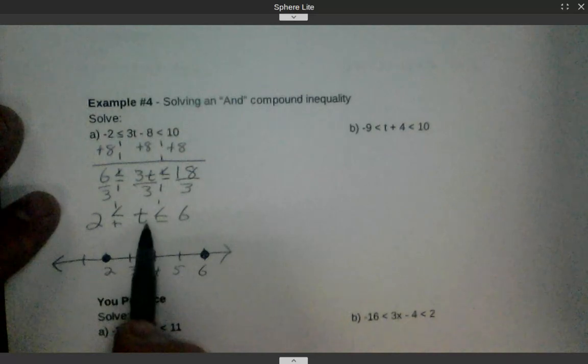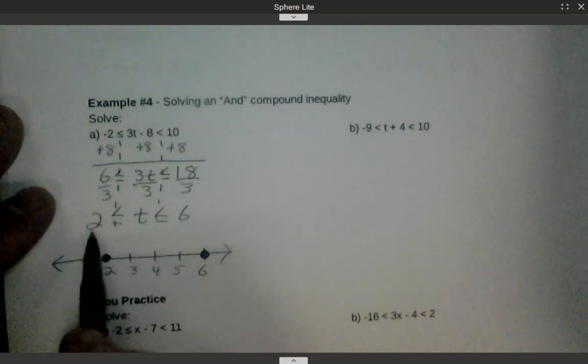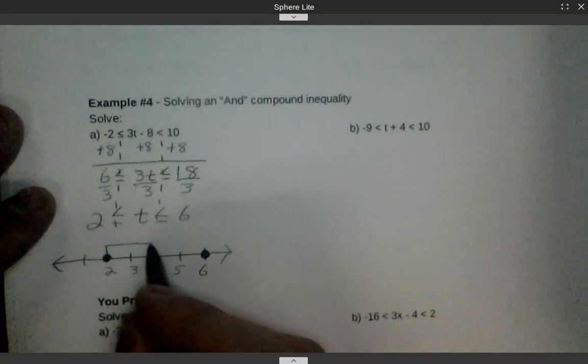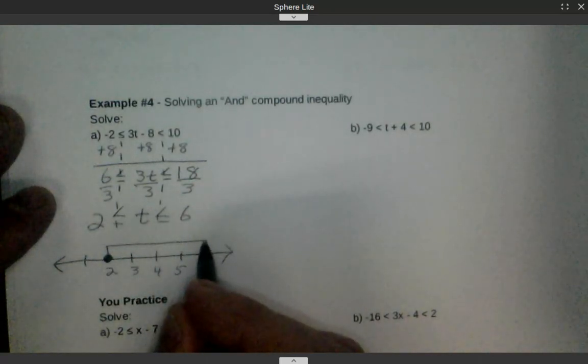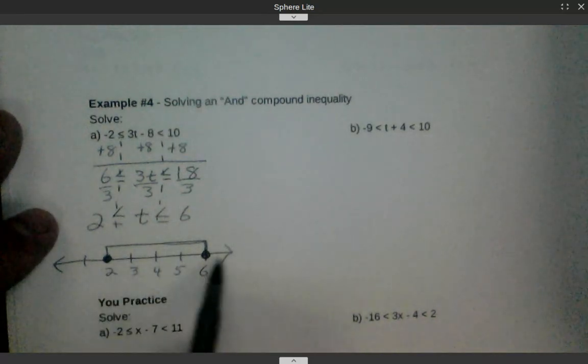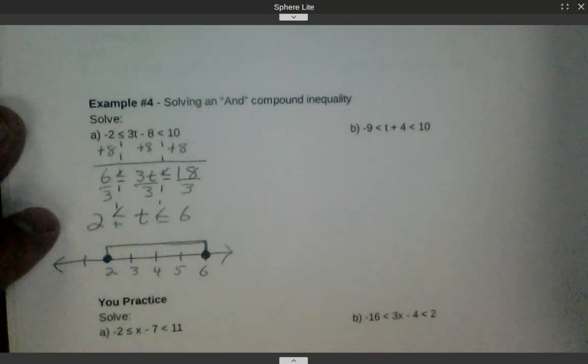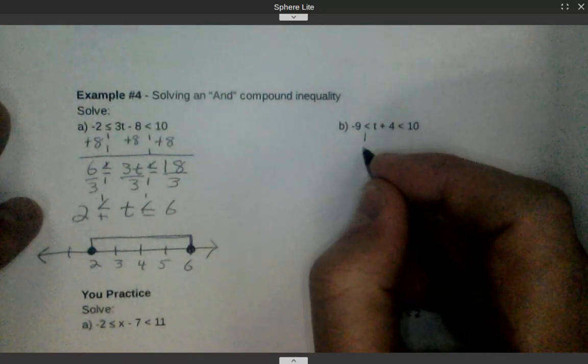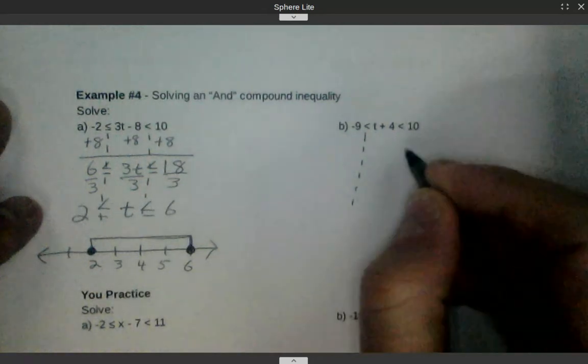Since I'm looking for a number that is greater than or equal to 2 and less than or equal to 6, an AND statement will come together. They will meet, and they will contain all the numbers between these two values. Let's look at the next one. Again, I'm going to solve two inequalities at the same time.